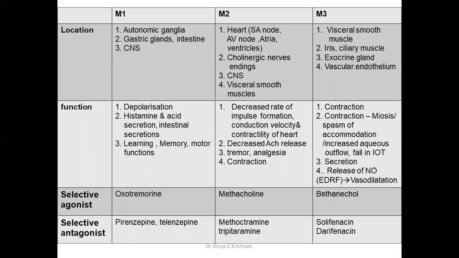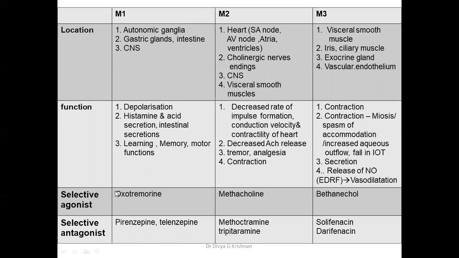So M1. M1 is present on the autonomic ganglia, on the gastric glands, intestine and the CNS. In the autonomic ganglia, they cause depolarization. In the gastric glands, they cause histamine and acid secretion. In the intestine, they cause intestinal secretion. Whereas the action on the intestinal secretion is minimal, but the action is to increase the secretion. In the CNS, they cause varied actions relating to learning, memory, and motor functions. This is about the M1.